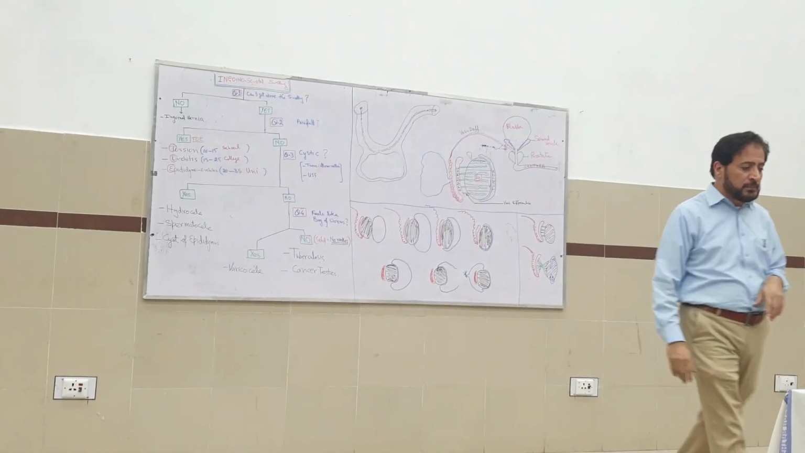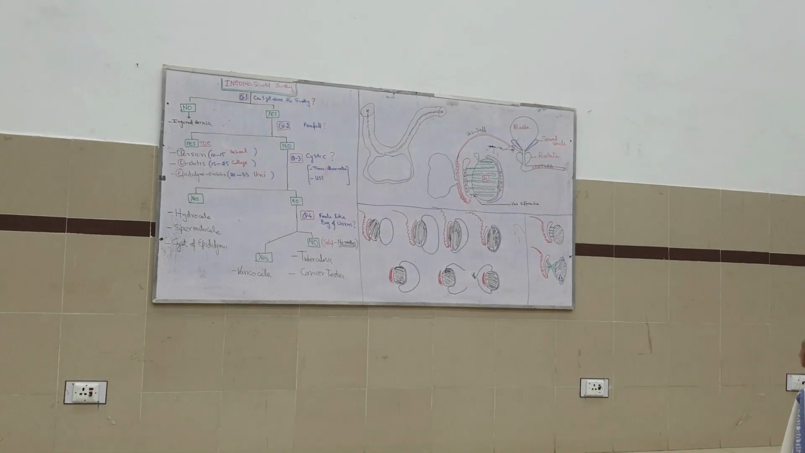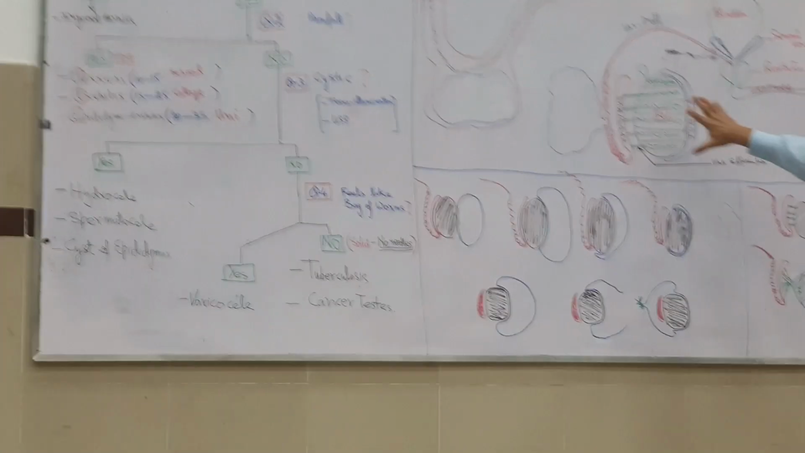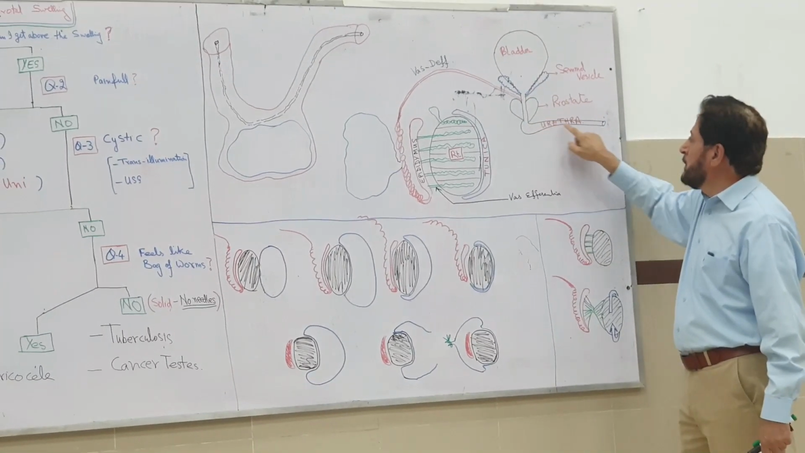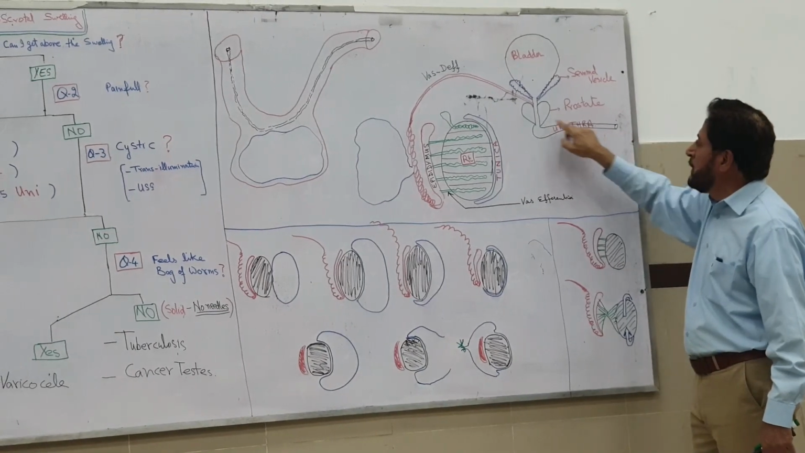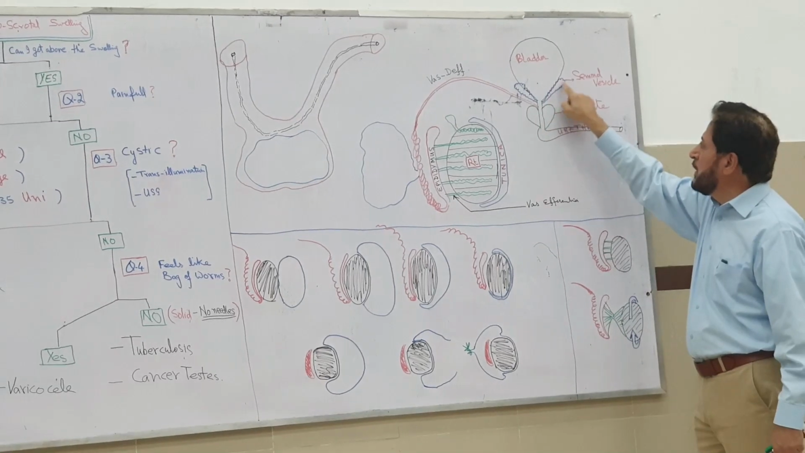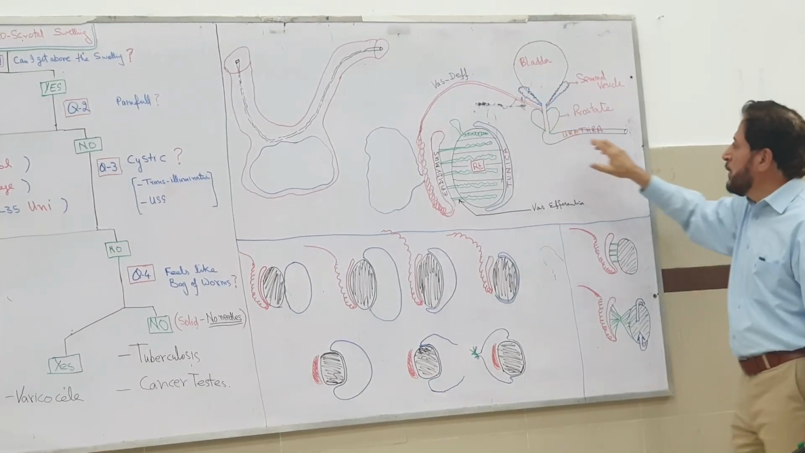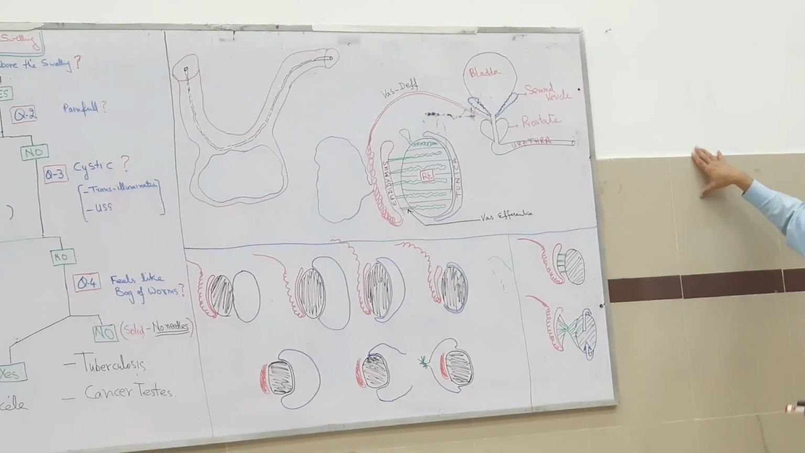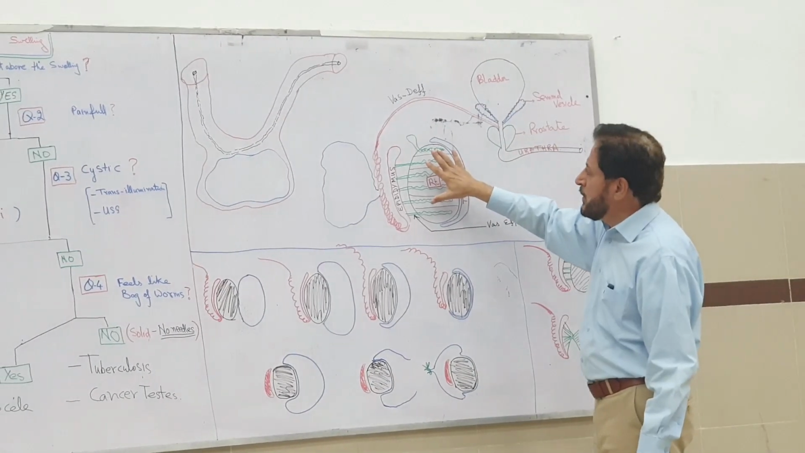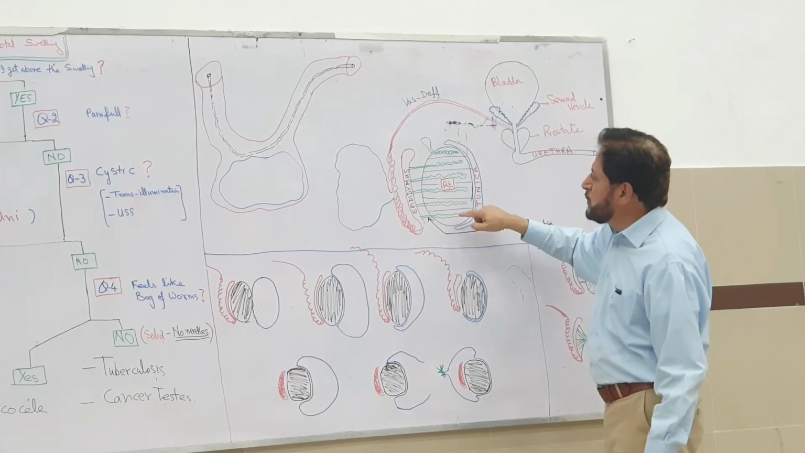I have drawn for you here the right testis, right? That is a bladder, urethra, and the penile urethra. That is the prostate, and these are the two seminal vesicles. There would be a left testis here, but I have omitted it because we only need to concentrate on one. So that is the right testis, as I mentioned to you.